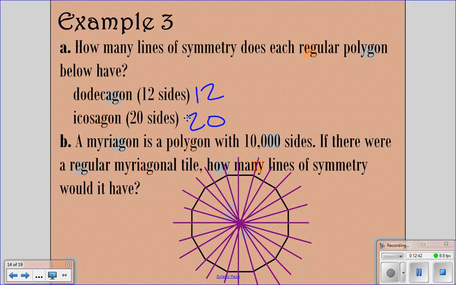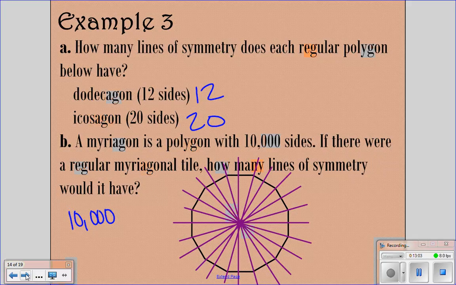Okay, so then it tells us we've got a polygon with 10,000 sides. If we had a regular one, how many lines of symmetry would it have? Well, since it has 10,000 sides, it would have 10,000 lines of symmetry.